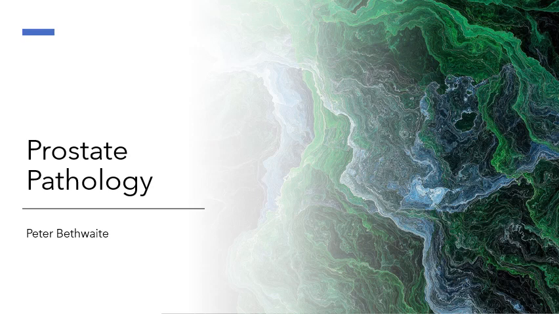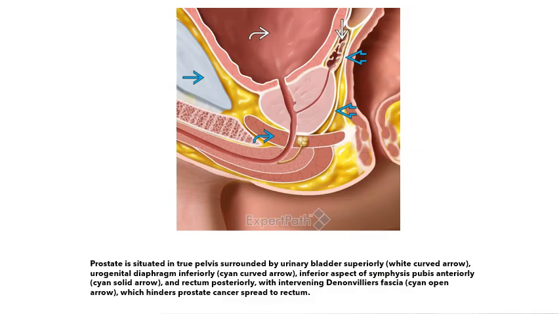So this lectorial is going to cover some aspects of prostate pathology for you. We remind ourselves, of course, that the prostate is situated in the true pelvis, has a very intimate relationship with the base of the bladder. Anteriorly, it's bound by the symphysis, inferiorly by the urogenital diaphragm on which it sits, and posteriorly has a very close relationship with the rectum.